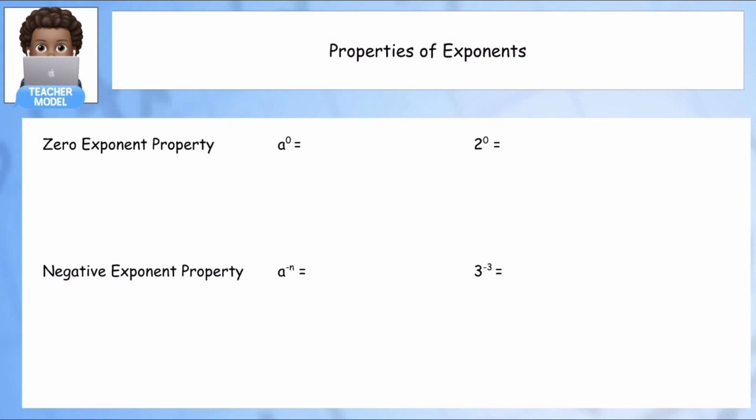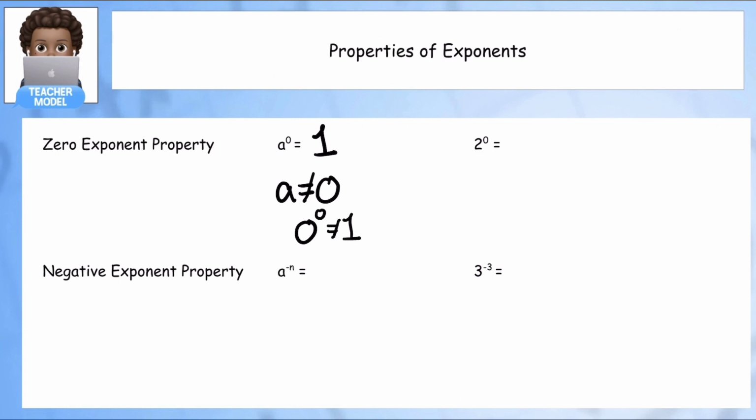When I learned about the zero exponent property and the negative exponent property, I was just told do this and just keep repeating it. So for example, anything to the 0 power is just equal to 1, as long as a is not equal to 0, because 0 to the 0 power doesn't exist. Doesn't make sense.